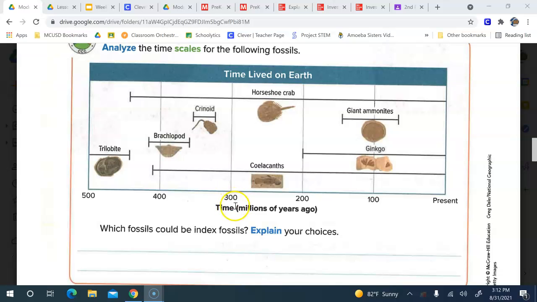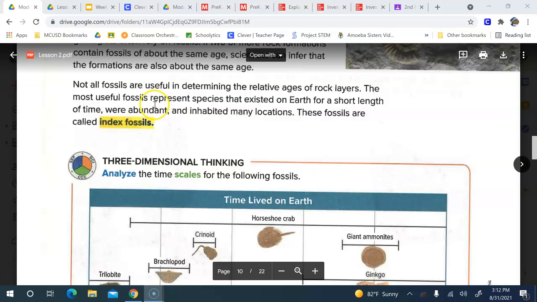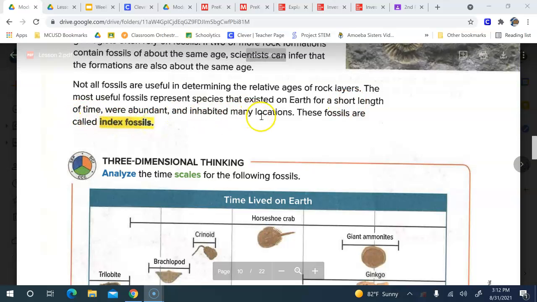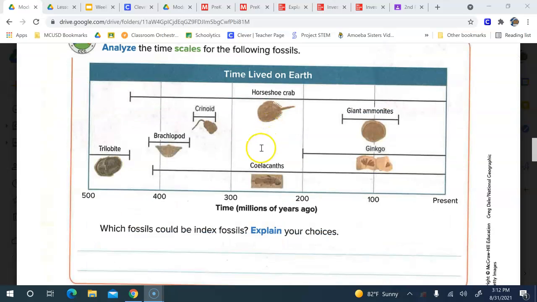Let's go back to the criteria. They existed on Earth for a short length of time. They were abundant and inhabited many locations. So we're looking for ones that existed for a short period of time. Horseshoe crabs have existed for 450 million years. Probably not an index fossil. Coelacanths, again, 425 million years. Probably not an index fossil.